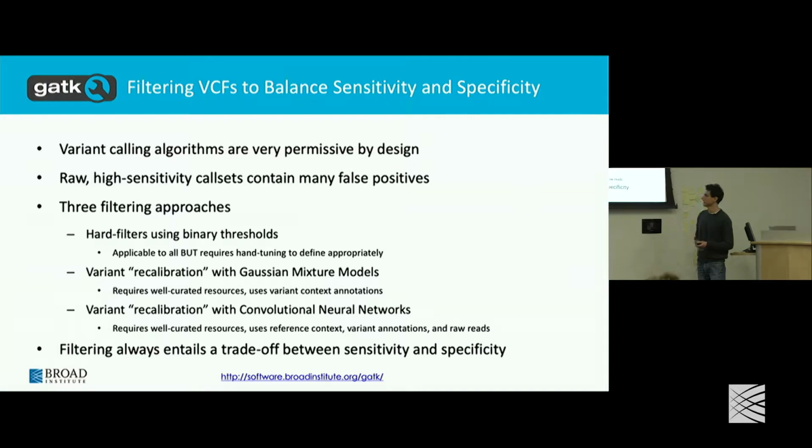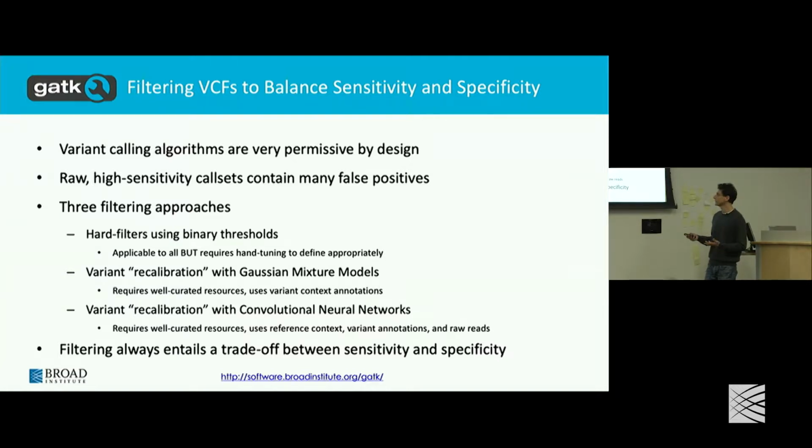And then lastly, we have a convolutional neural net, which looks at the annotations, but also looks at surrounding sequence context as well as the raw reads in order to determine what's a real variant and what's an artifact. Both of the modeling approaches require truth data. So we need validated VCFs, which are not available for every species. But we now have high quality validated VCFs for humans, so we're able to train these models and deploy them with the GATK.